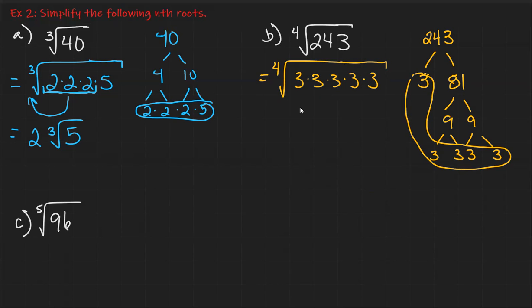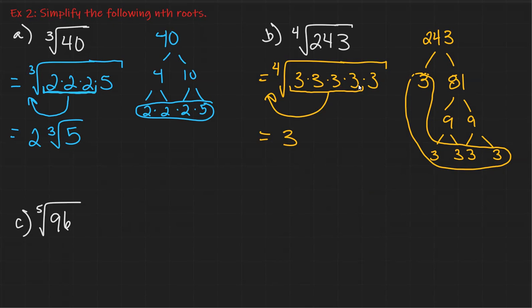So how many groups of 4 do we see? We only have one group of 4 right here. We have 4 3s, and so that is what we're going to be able to factor out. And it comes out, even though there's 4 of them, it only comes out as 1 3. Why? Let's talk about it again, right?